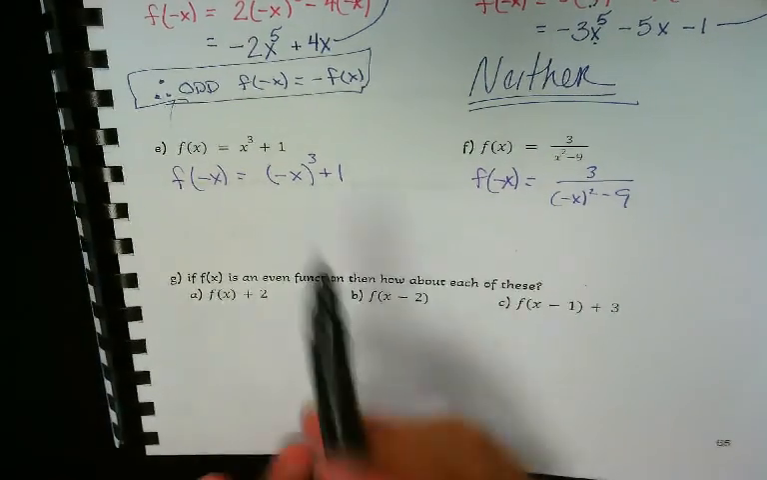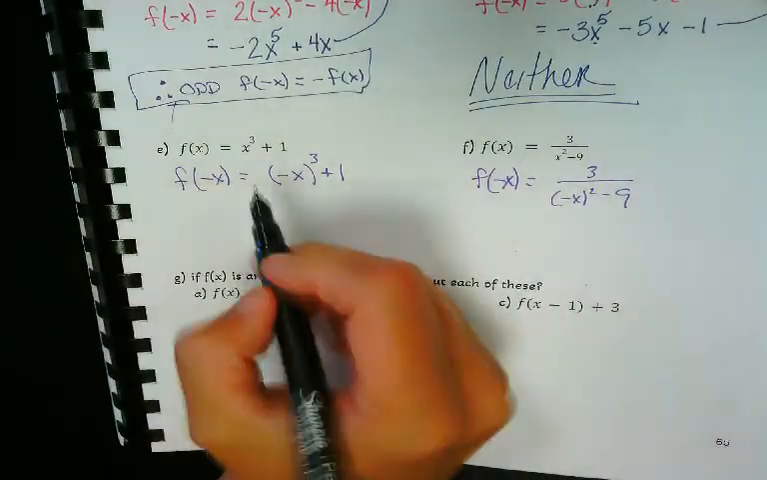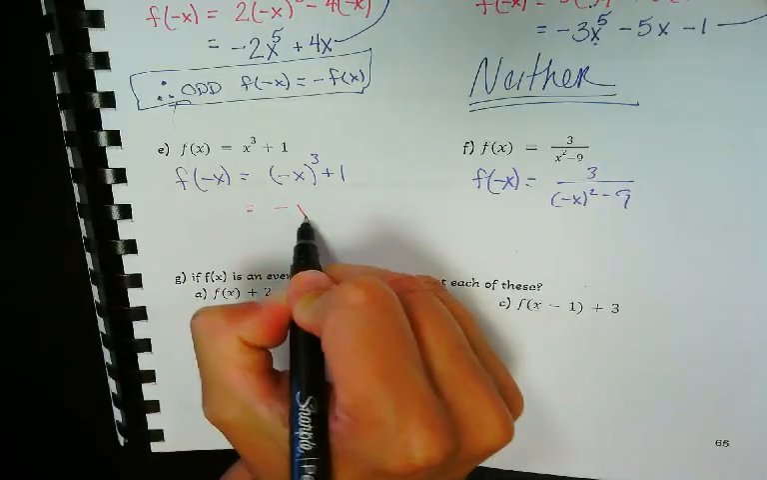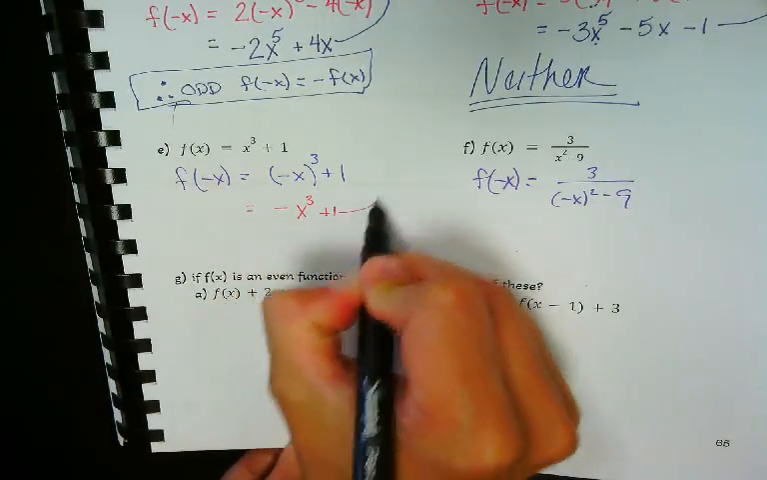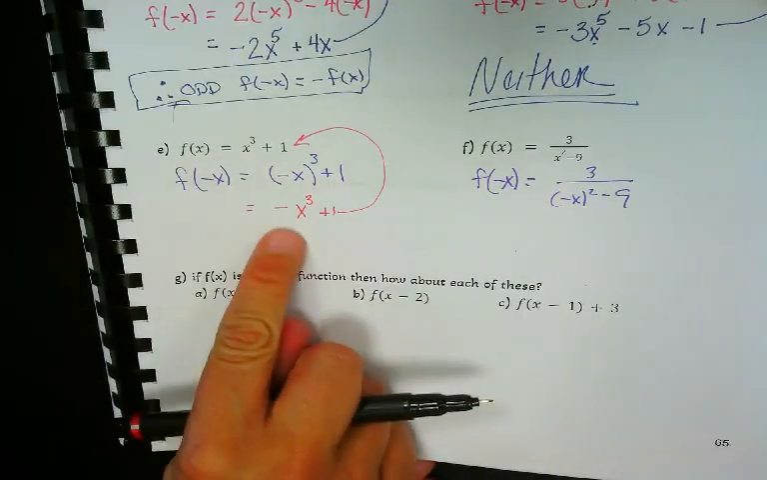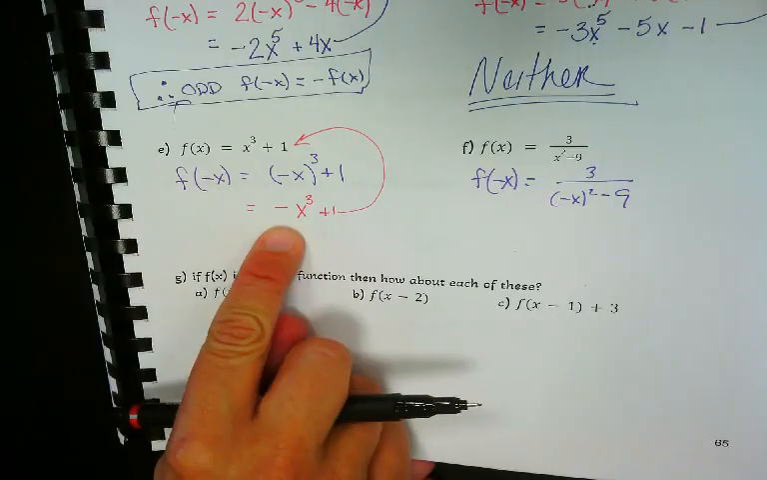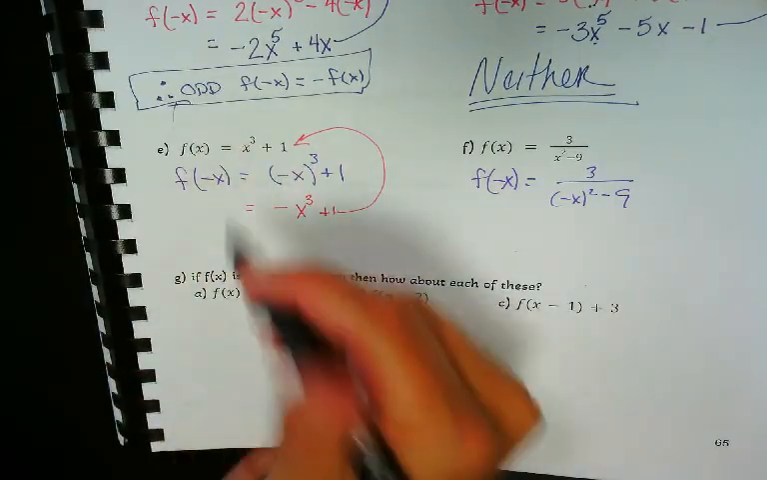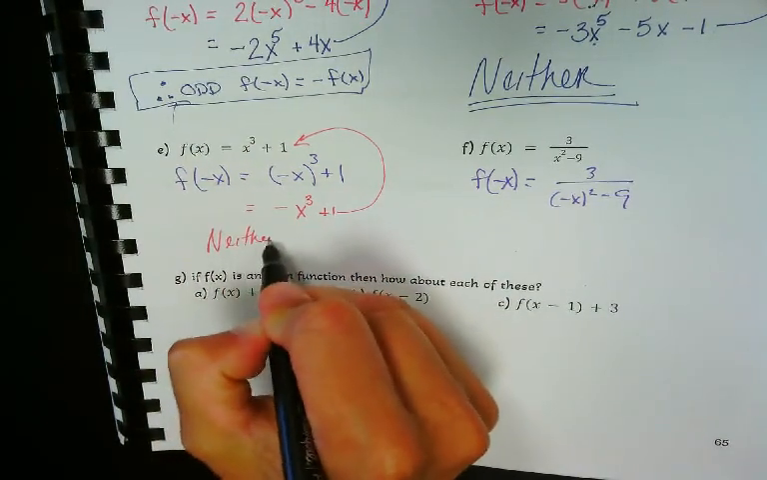All right, let's look at E. Three negatives make a negative, so I have negative x cubed plus 1. How does that compare to the original? Neither. The first one switched, but the second one did not, so I would definitely go with a neither here.